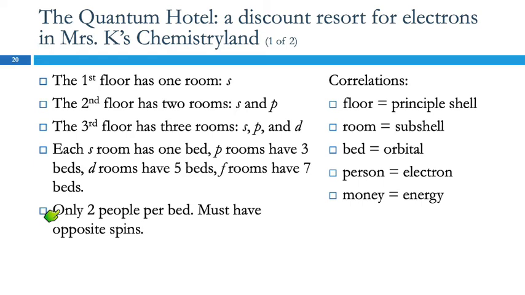You can only have 2 people per bed, must have opposite spins. They're going to sleep upside down. So the floor of the hotel is the principal shell. The room is the subshell. Each bed is an orbital, a person is an electron, and money is energy. So it's a discount resort, right? So these electrons are going to want to go to the cheapest rooms first. Okay? Any questions?